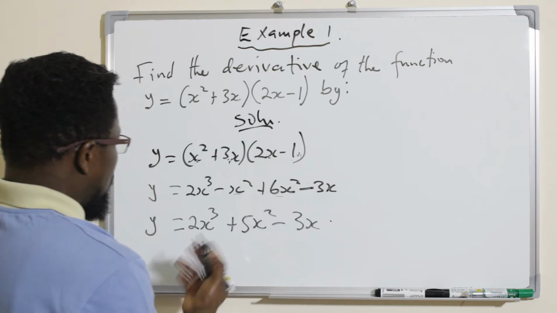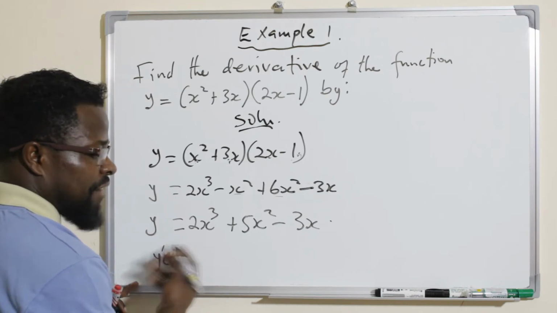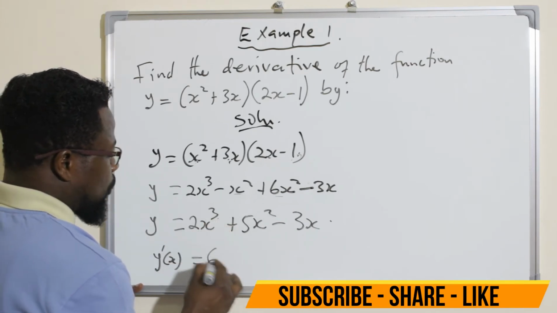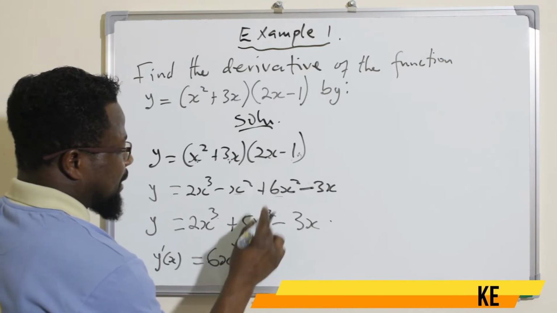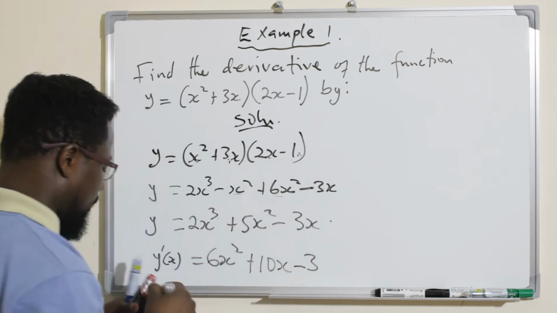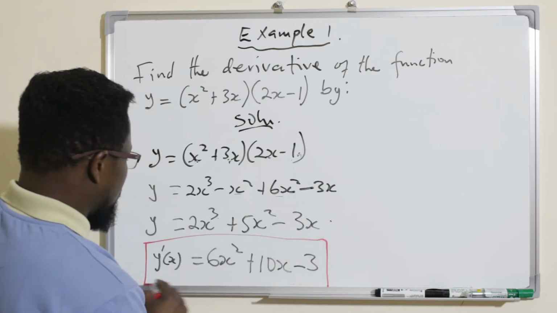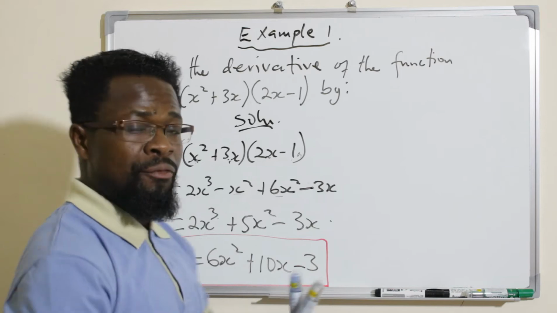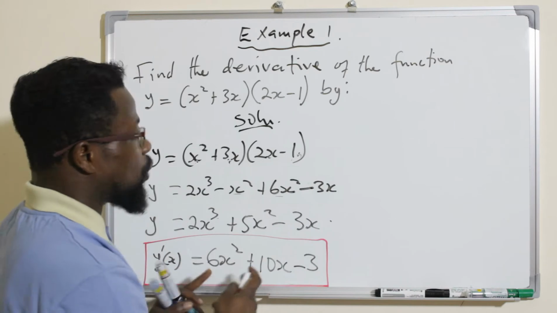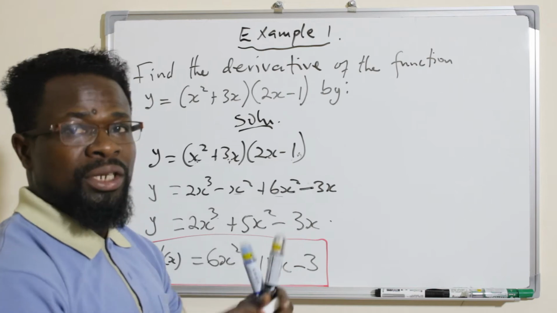After we have gotten this, I can just say now that y prime of x, or f prime of x, is now equal to what? Taking the derivative, this will go there, so I will have 6x squared plus this multiplied by that, this gives me 10x, and then remember this will give you negative 3. This is now the derivative of the function that we were given. If we were to go by the binomial, by expanding the binomials, this is what we're going to have. So this is the response to question number 1.